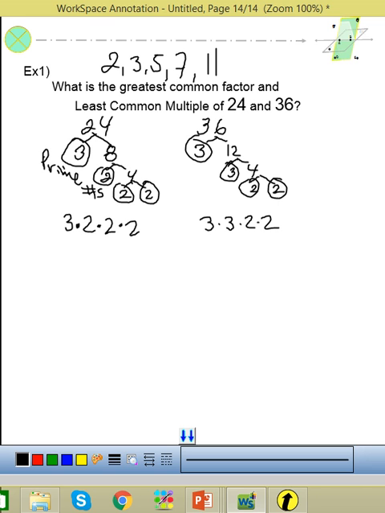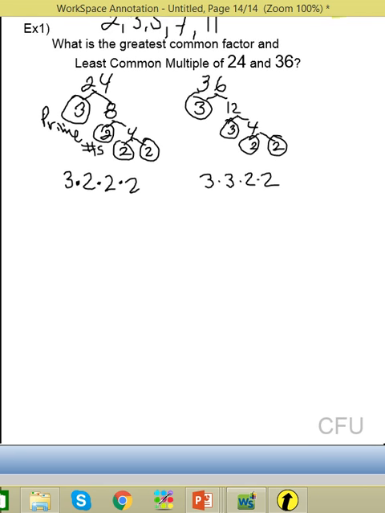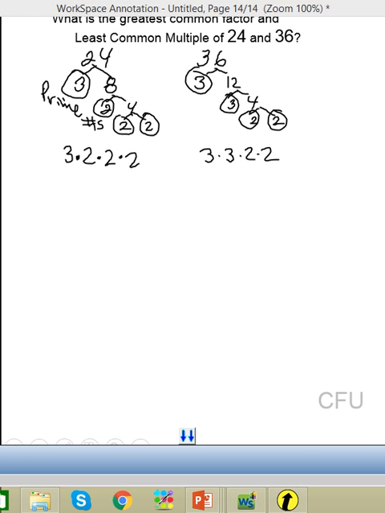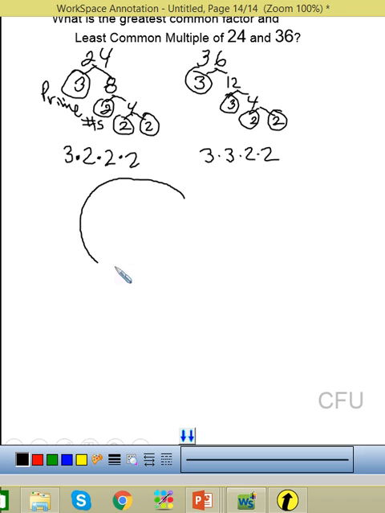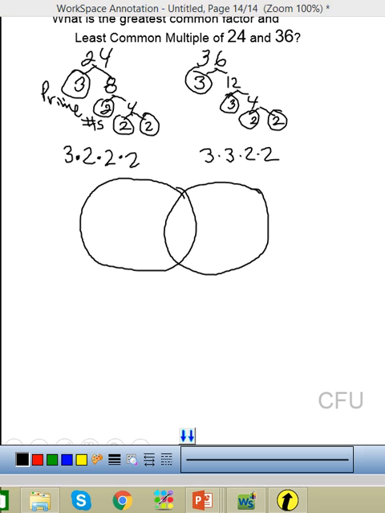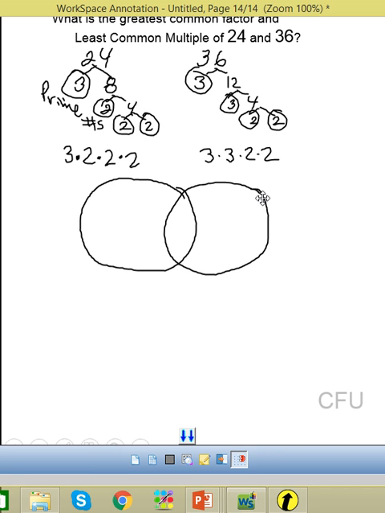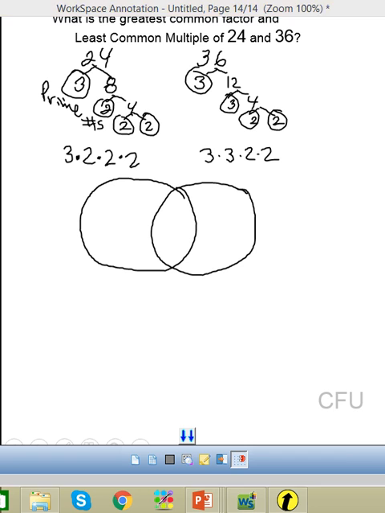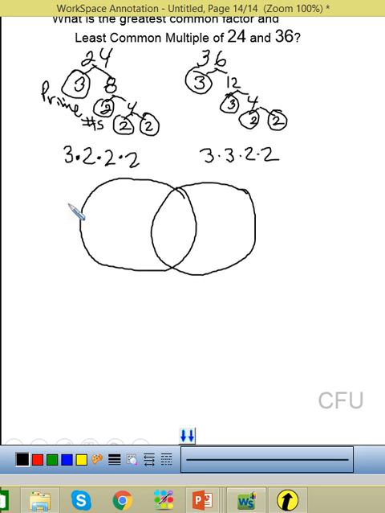Good, thank you. All right, let me scoot this up a little bit. So now this is the next step. Step 3 says to create a Venn diagram. So here we go. Draw 1 Venn diagram for this one. For each number, each circle represents a number. Let me scoot this in a little bit. This one is for 24. This one is for 36.